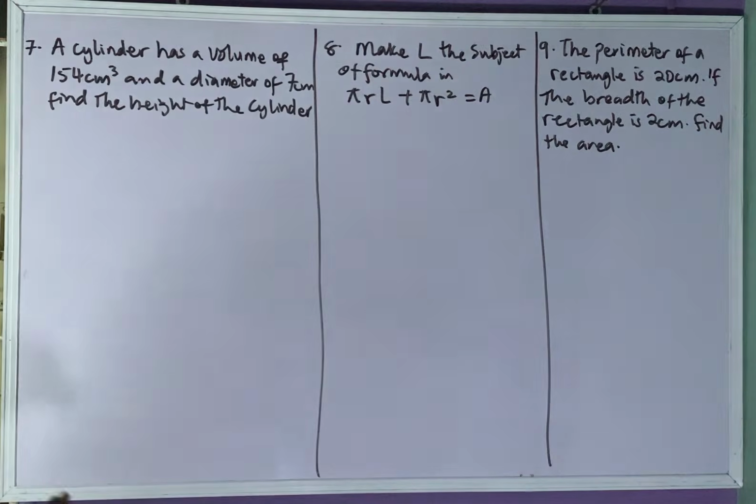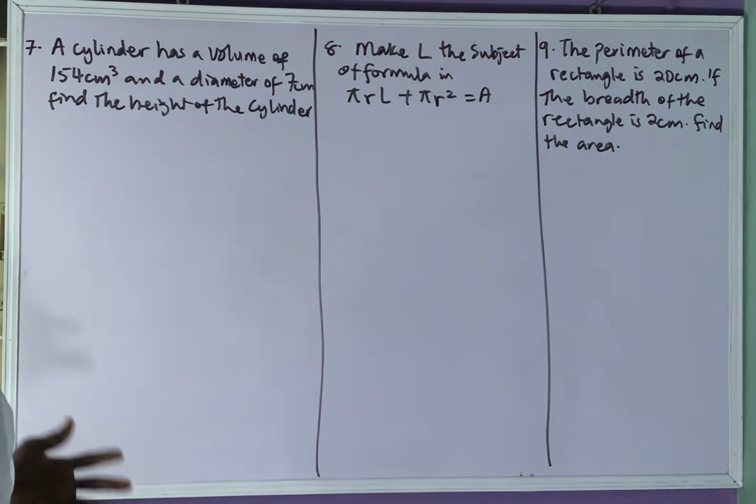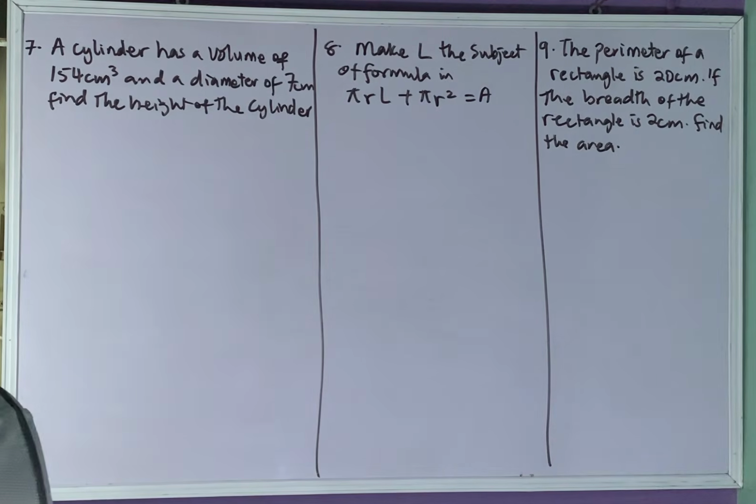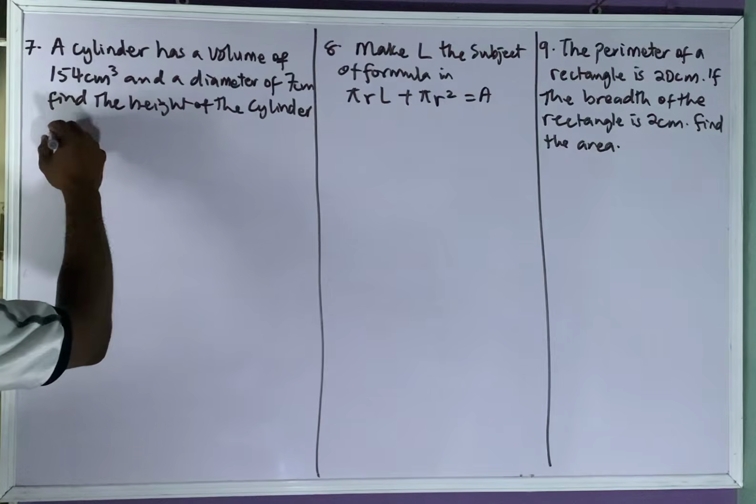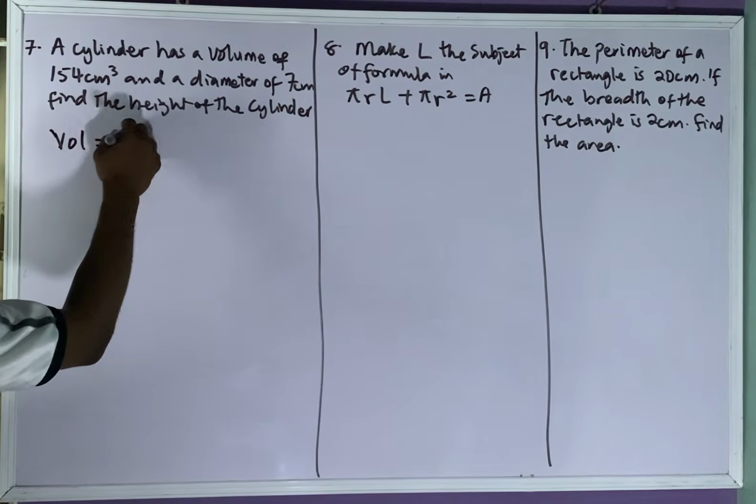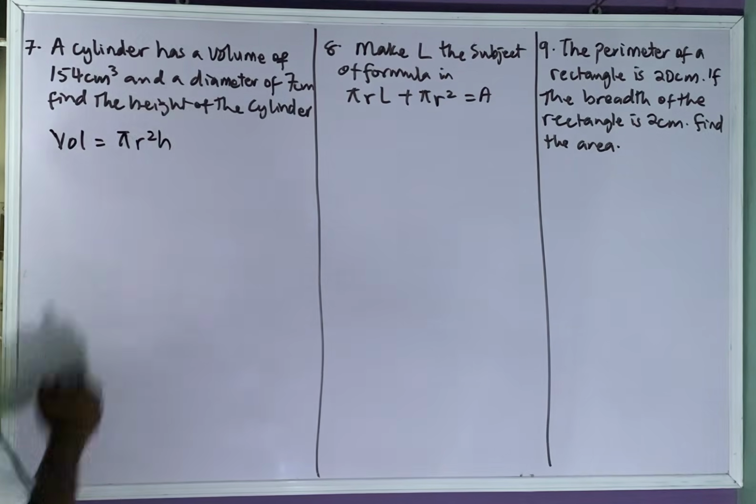A cylinder has a volume of 154 cm cubed and a diameter of 7 cm. Find the height of the cylinder. Now we know that our volume for a cylinder is pi r squared h.